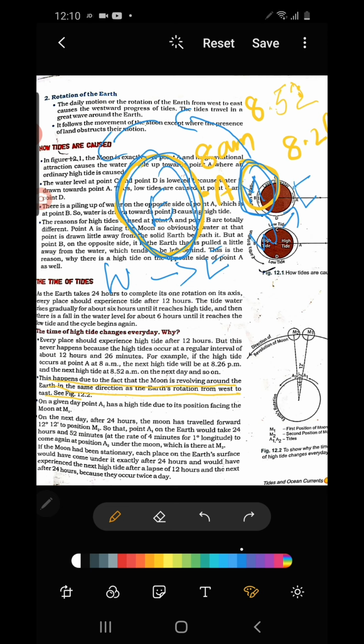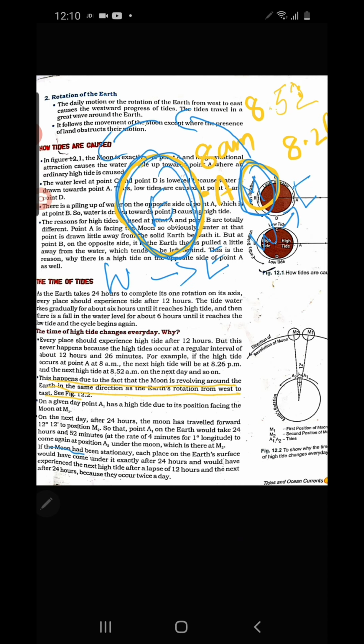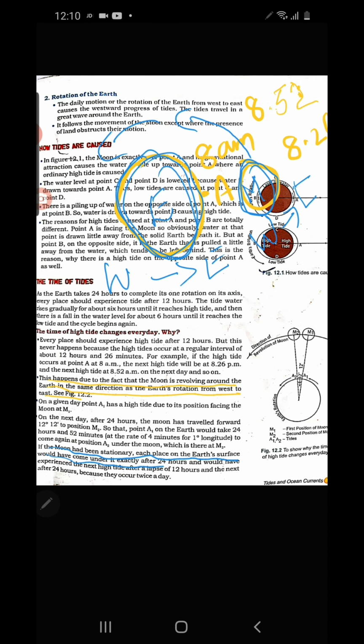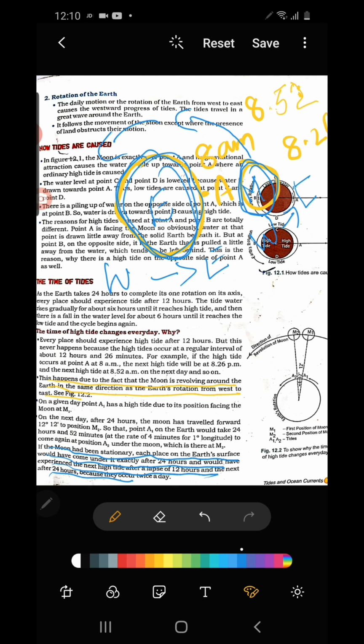Here it is mentioned that if the moon had been stationary, each place of the Earth's surface would have come under it exactly after 24 hours and would have experienced the next high tide after the lapse of 12 hours. Understood? If the moon was stationary, suppose today 8 a.m., next day also 8 a.m., then another day also 8 a.m. It would always have taken place at the same time. But it never happens.